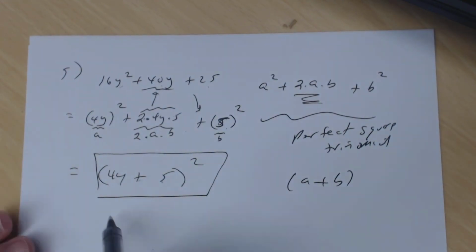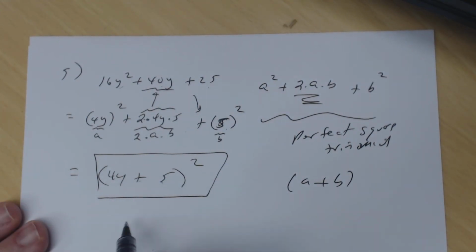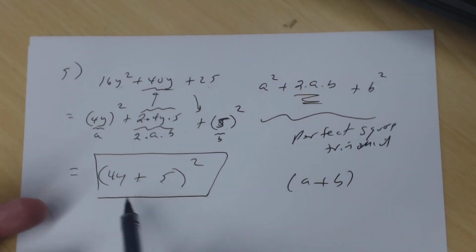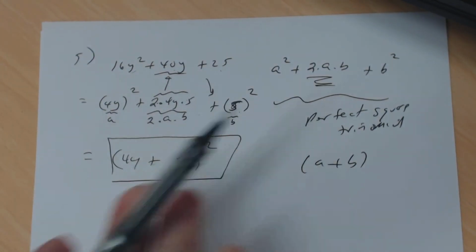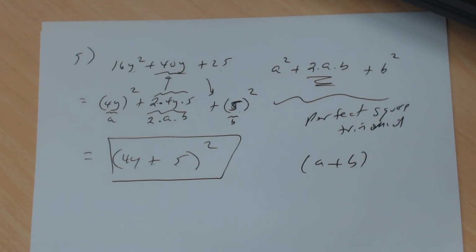All right. And you can check it. You'll see that when you FOIL it out, you're going to get this back. Okay. So that was a perfect square trinomial. Let's see if I can find one more that we can do. Let's look at this example right here.